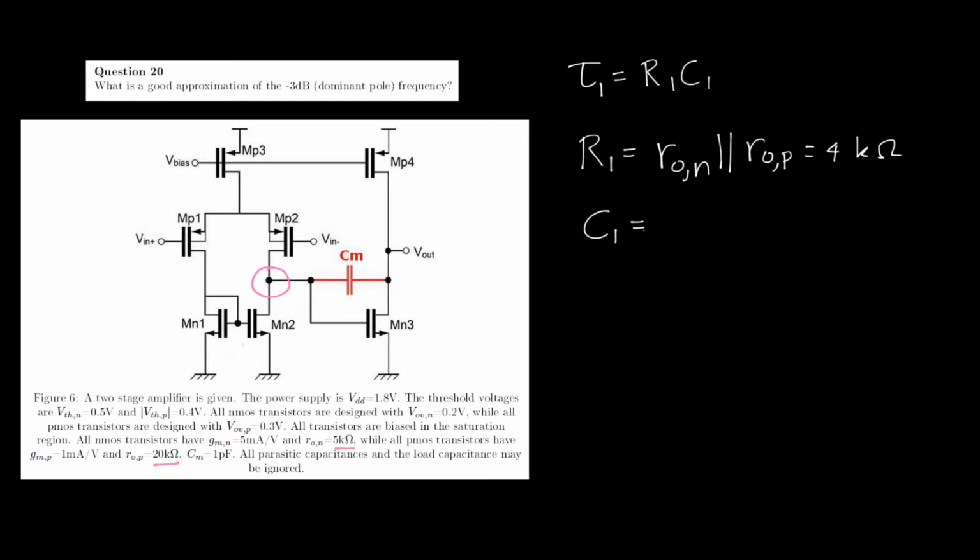The next step is finding the effective capacitance in this node, which is the Miller capacitance, which then has to be multiplied by a factor to compensate for the Miller effect, because Cm lies between two nodes of an amplifier. The amplification factor from the output of stage 1 to the output of stage 2 is gmN, namely the transconductance of transistor Mn3, multiplied by the output resistance of the second stage, which again is the resistance of Mp4 in parallel with the resistance of Mn3.